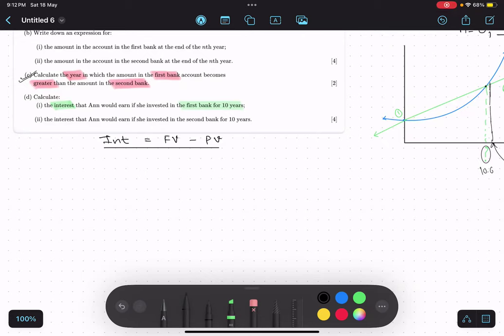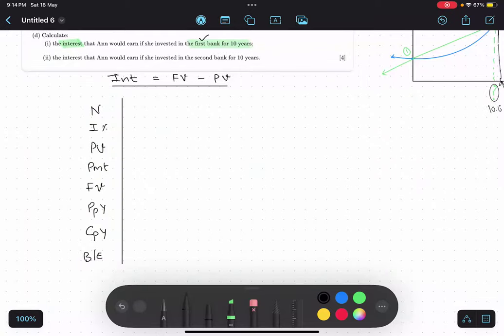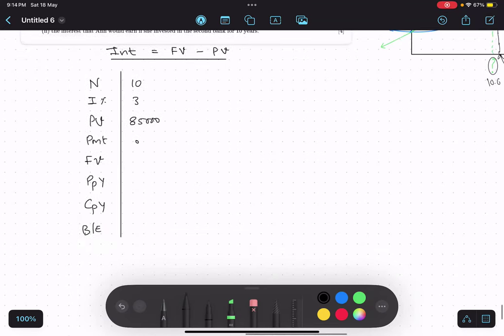So she is investing in the first bank. So quickly use GDC and find out the final value for the first bank for 10 years. So what are you going to put in N? N is 10. I is 3%. Present value is 85,000. PMT is 0. We are not making any more payments. Future value we have to find. PPY. How many times are you making payment?